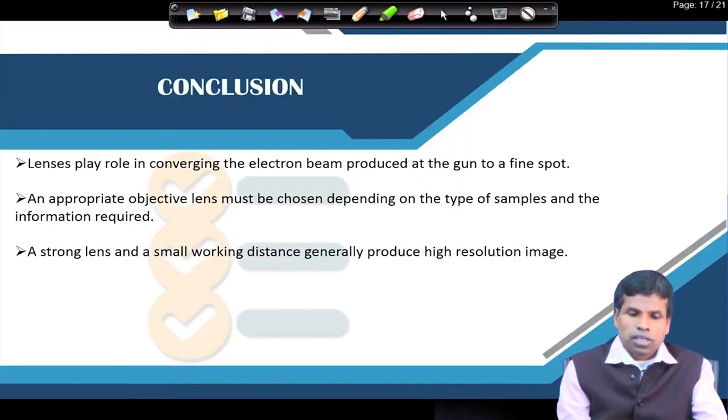So, what we have discussed in today's lecture: first I discussed the gun characteristics, then the different lenses that play an important role in converging or demagnifying the electron beam produced at the gun to a fine spot. We discussed which objective lens must be chosen for what type of sample and what information you require. Then we have also discussed that a small working distance and a strong condenser lens will generally produce a high resolution image. So, the objective lens aperture size, working distance, and lens strength, all these points will play important roles in microscopic study depending upon the information we require.